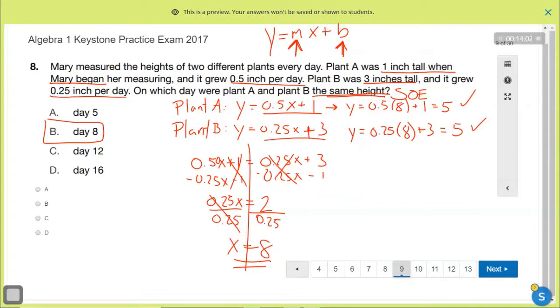Do not just select your answer when you get to x. Go and check it to make sure it works in both equations.